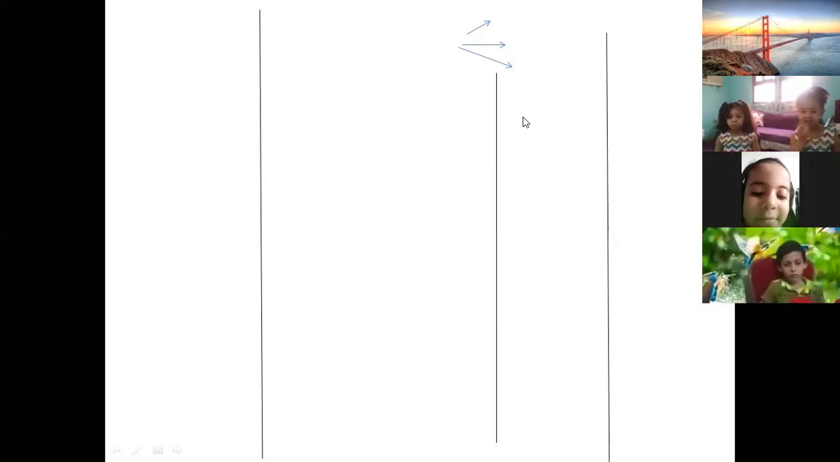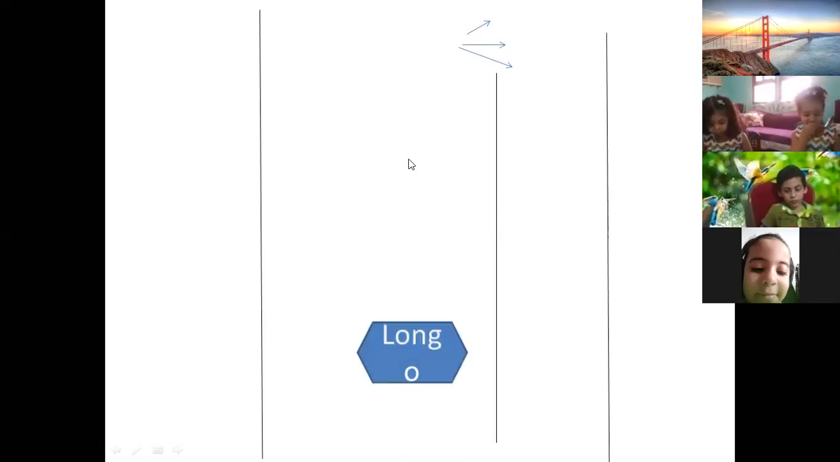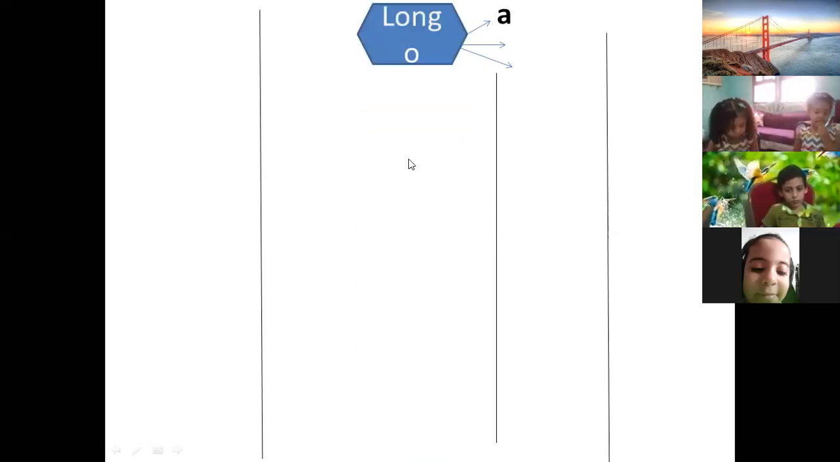Excellent. So here, KG, for long O, who can tell me how many friends for long O? Who can remind me? Here for long O, we have three friends. O and A closed, O and E separated, and O and E closed. And the third one is W, and we said that W is not a vowel. But when it comes beside O, it can change it from short O to long O.